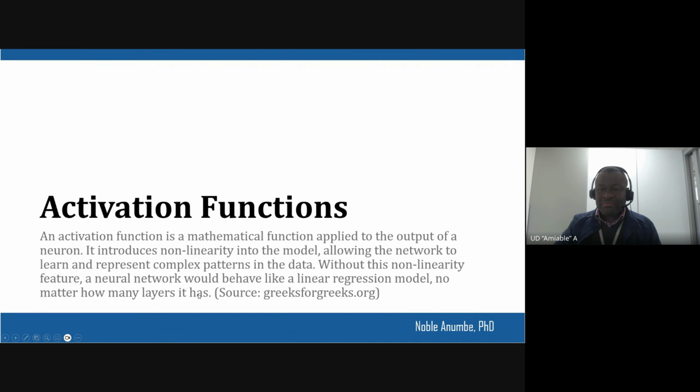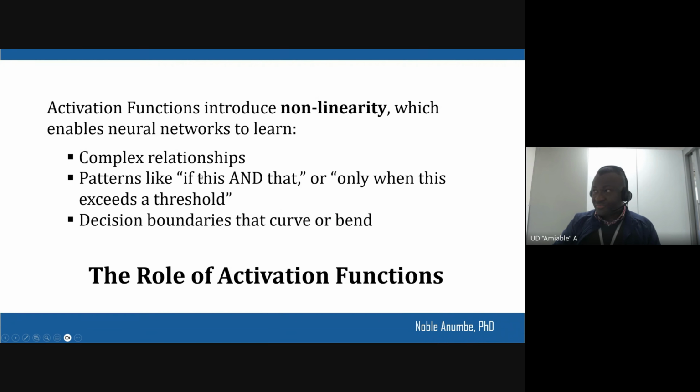So to the point I was making, what we had before, when you draw the equation of a straight line, it just gives you a linear model. But to actually represent a lot of things that happen in real life, it has to be nonlinear. So, which is the point? Activation functions introduce nonlinearity, which enables neural networks to learn complex relationships. A straight line will not help you learn complex relationships.